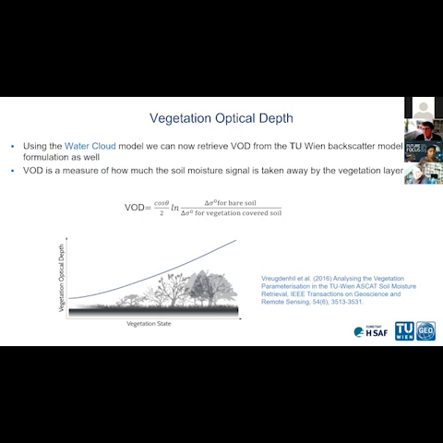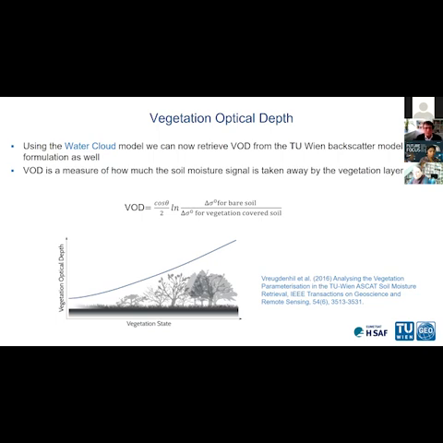The weakness of this approach is that it assumes that a lot of the signal we're getting is just from vegetation biomass, but as we understand nowadays, it's also partly dependent on vegetation structure. So there are still uncertainties in this data product.